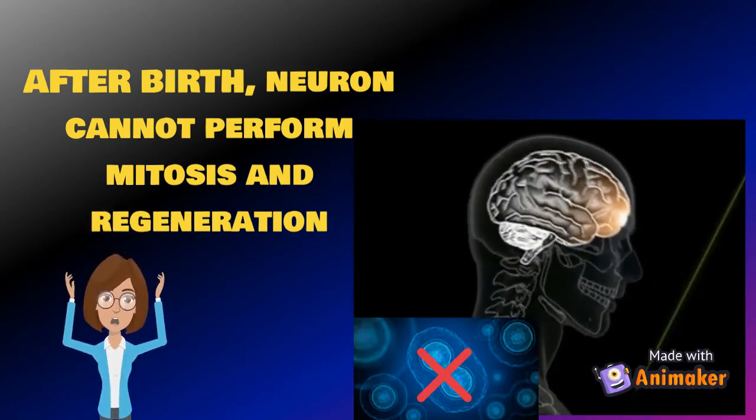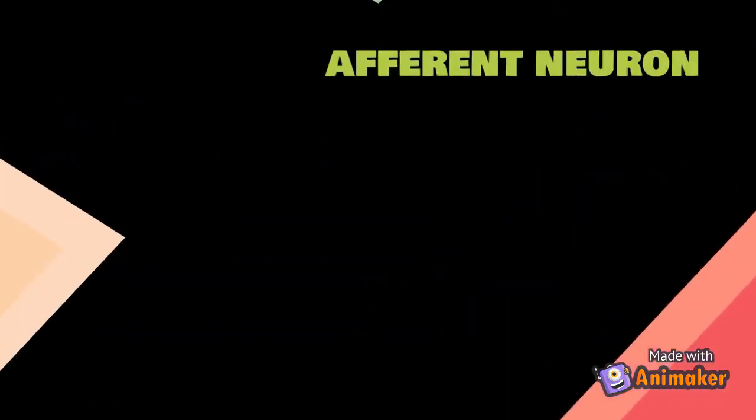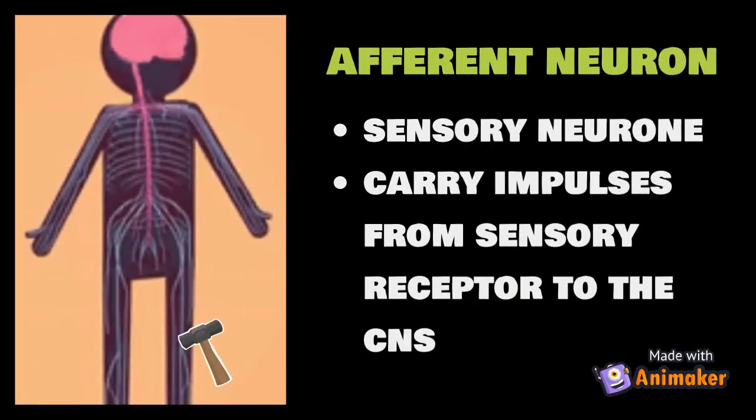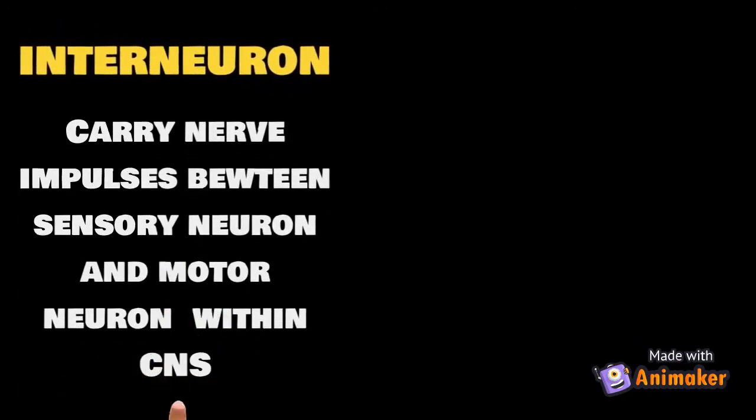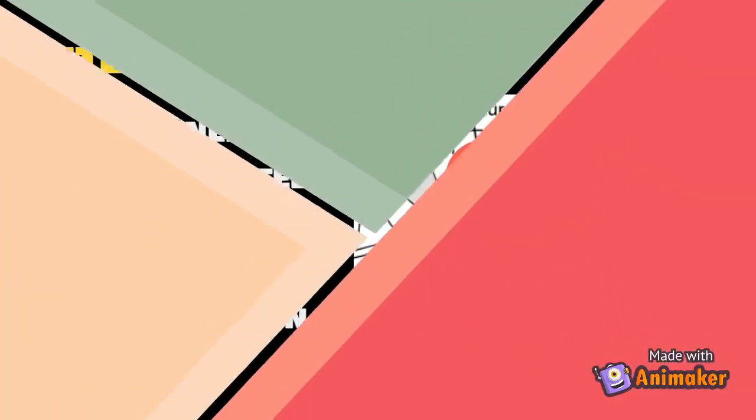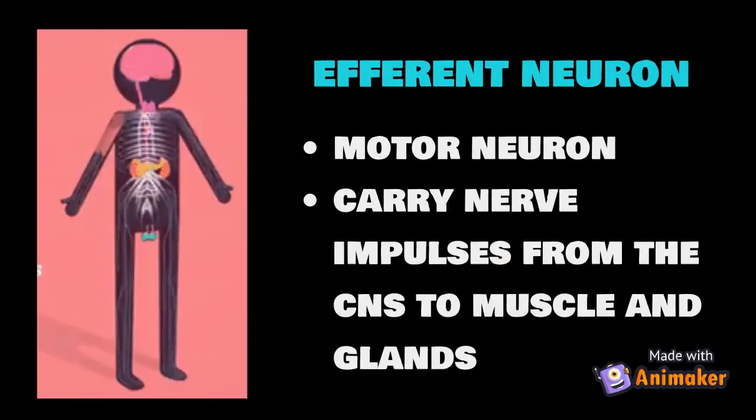There are three basic functional classifications of neuron. Firstly is the afferent neuron or sensory neuron, which carries impulses from sensory receptors in the tissue and organ to the CNS. Secondly is the interneuron, which carries nerve impulses back and forth between sensory and motor neuron within the spinal cord and brain. Thirdly is the efferent neuron or motor neuron. This neuron carries nerve impulses from the CNS to the muscle and glands.